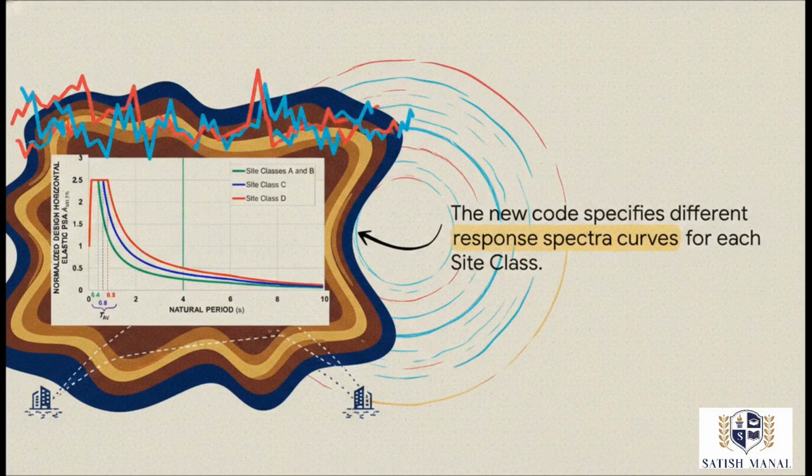The new code gives us different response spectra for different site classes. Just look at the curves for site class A/B versus C versus D. See how they have different shapes? And, more importantly, different corner periods. This means the seismic demand on your structure is now directly customized to the specific soil profile at your location. It's a much, much more precise approach than we had before.